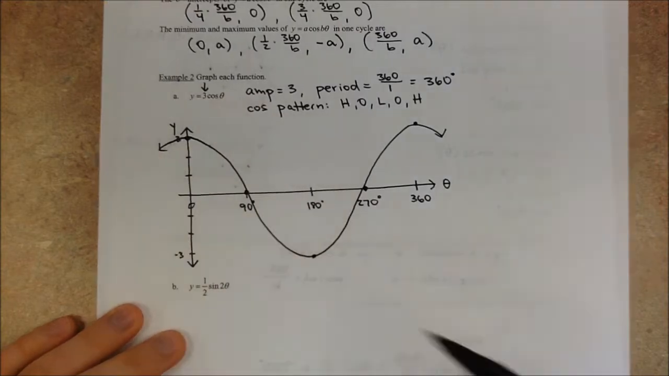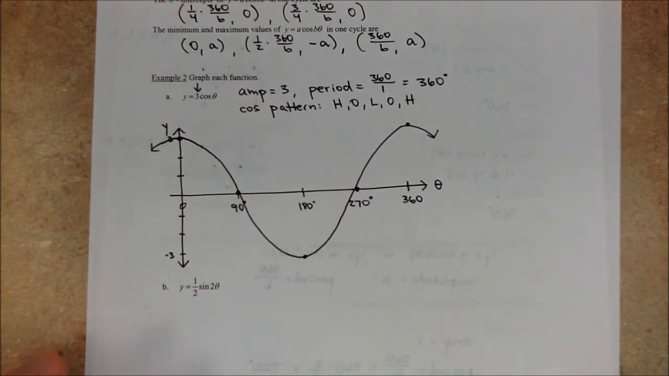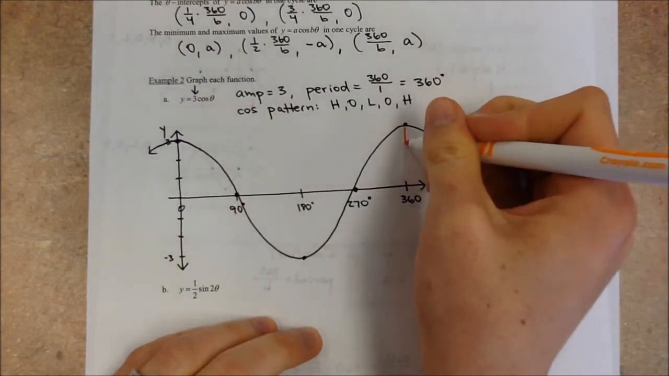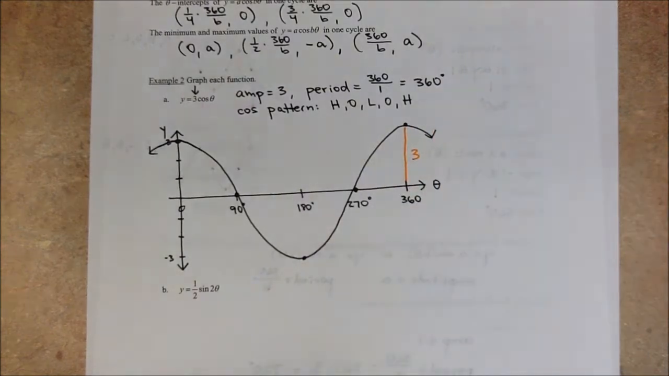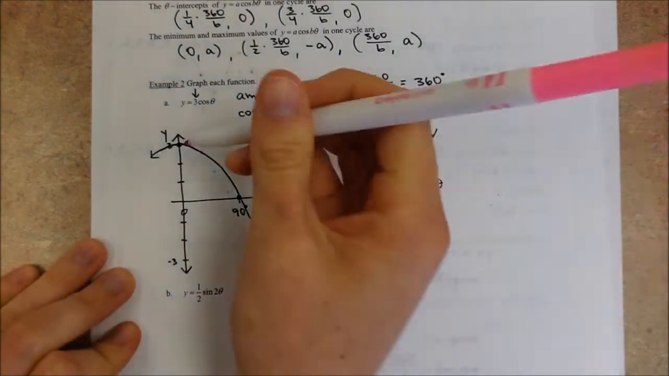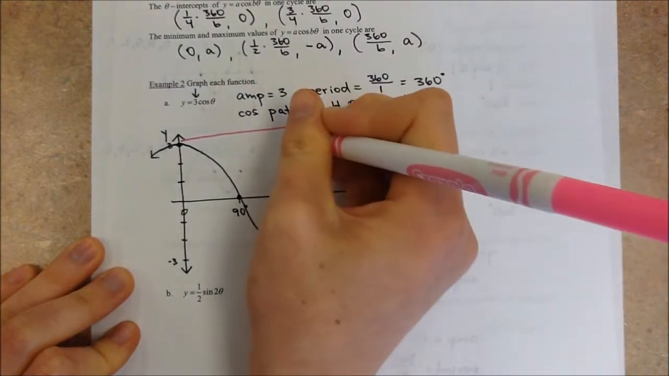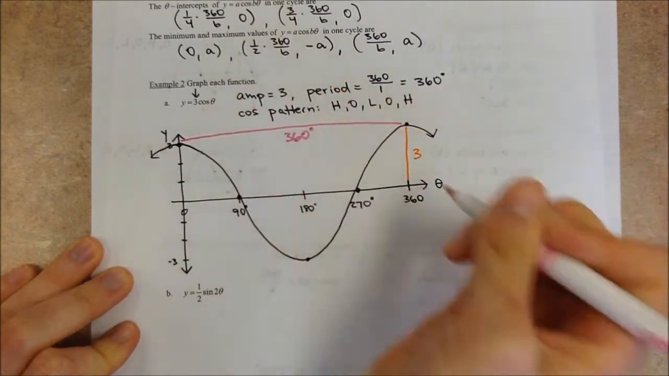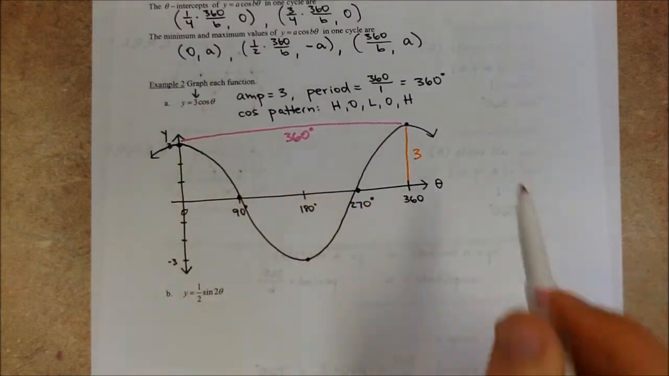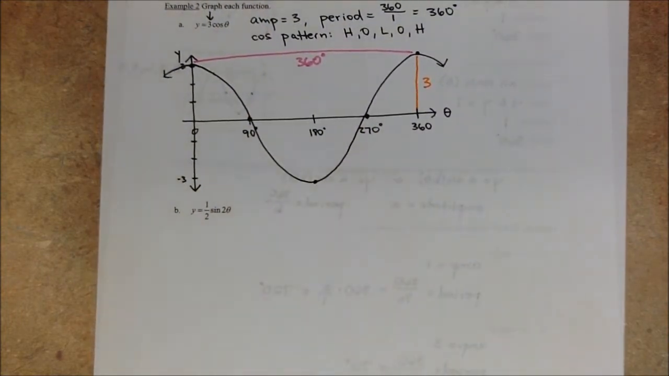So it's got an amplitude of 3. Remember, that is this measurement right here. It has an amplitude of 3. And then it has a period of 360. So from this point to this point, it's got a period of 360 degrees. Okay, and then it follows the cosine curve. So let's look at a second one.